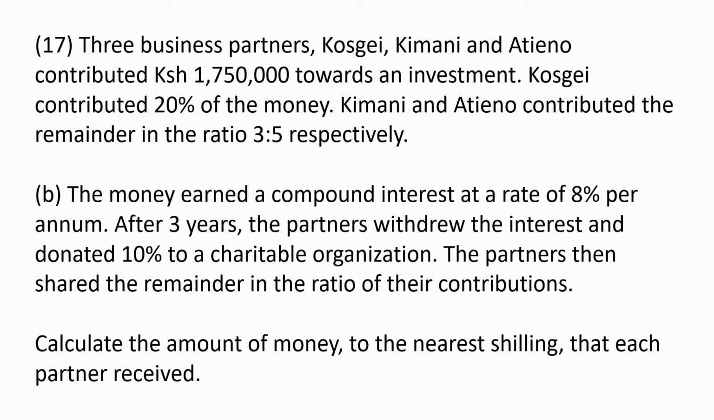Part B, the money earned compound interest at the rate of 8% per annum. After 3 years, the partners withdrew the interest and donated 10% to a charitable organization. The partners then shared the remainder in the ratio of their contributions. Calculate the amount to the nearest shilling that each partner received. So from the narrative, we've been told that the money was compounded at the rate of 8% per annum for 3 years, and they withdrew the interest and donated 10% to a charitable organization, and they shared the remainder in the ratio of their contributions.